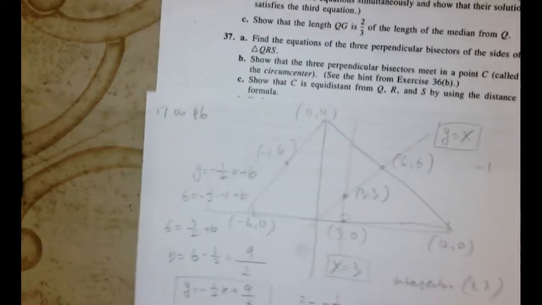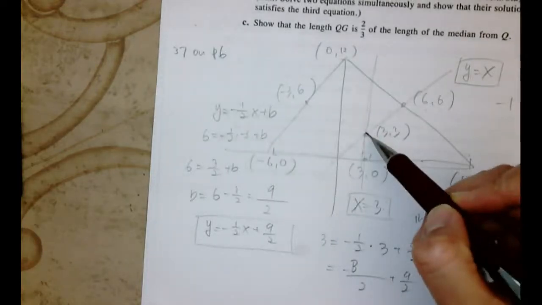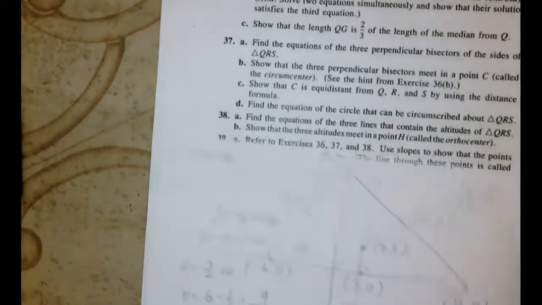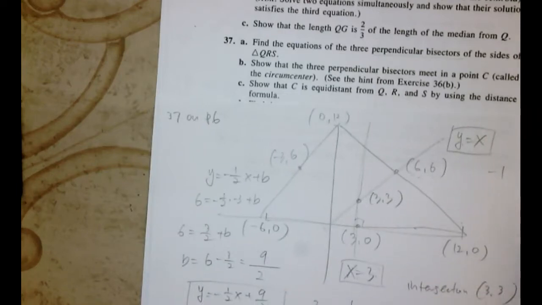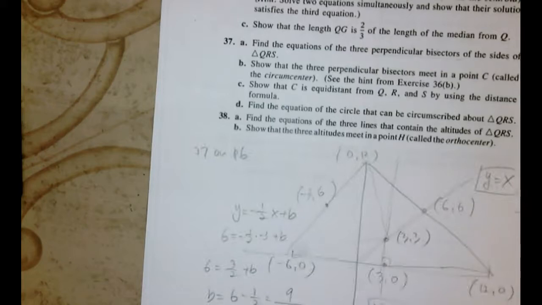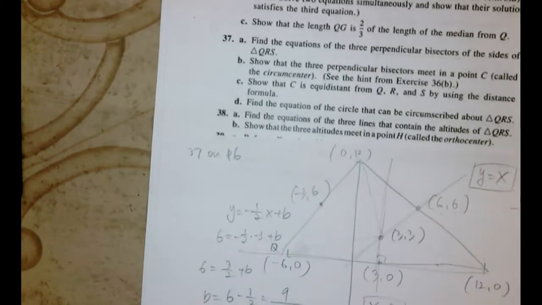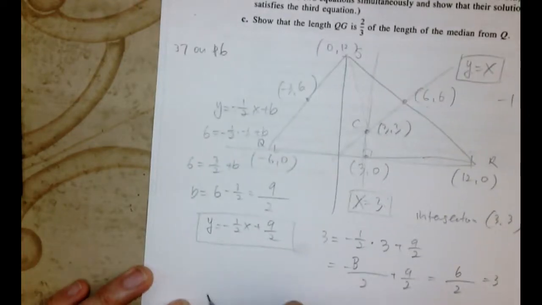Okay, and what else do we have to do? You have to show that C is equidistant from Q, R, and S. Okay, so let's just see. This is Q, and this is R, and this is S, and this is called C. Okay, so let's do QC first.